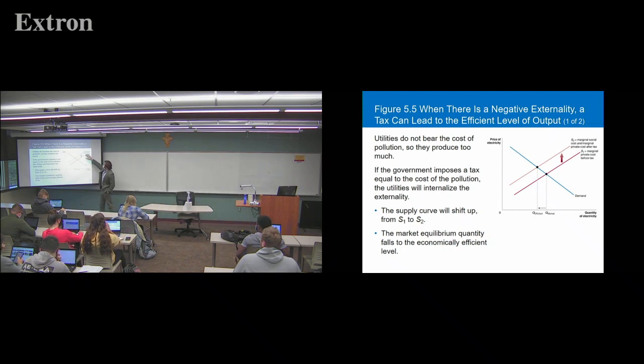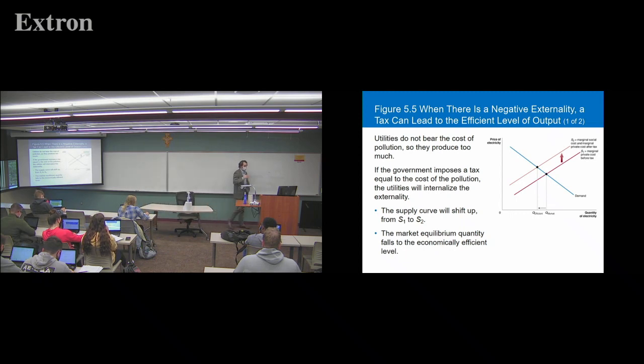So here is the marginal social cost. Again, the cost is higher to society because the utilities aren't bearing the cost of the pollution. But if we add a per unit tax, like we talked about previously, and get a high enough tax, we can move the private cost of production up to the social cost of production. If we do that, then we end up with the efficient level of output.